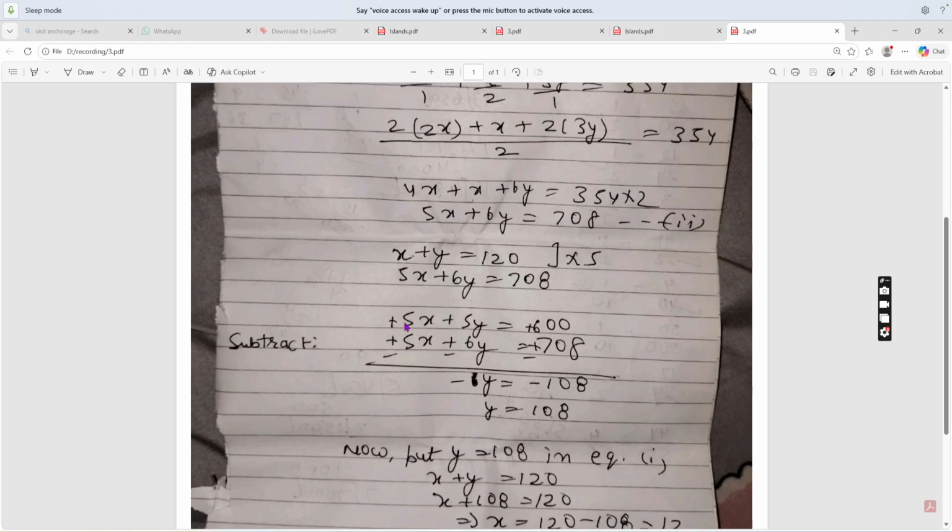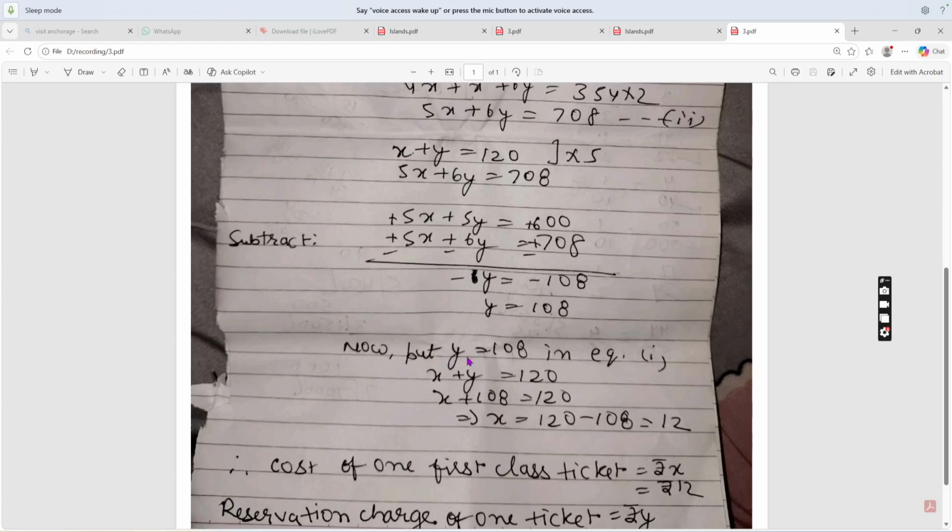Now the coefficient of this x is plus 5, and the coefficient of this x is plus 5, which are equal. So we are going to subtract when we are getting the same number as the coefficient. This plus becomes minus, this plus becomes minus, this plus becomes minus. So plus 5 minus 5 is 0. Plus 5 minus 6y is equal to minus 5. Plus becomes minus, so plus 600 minus 706 is minus 108. So y is equal to minus 108 upon minus 1, that is 108.